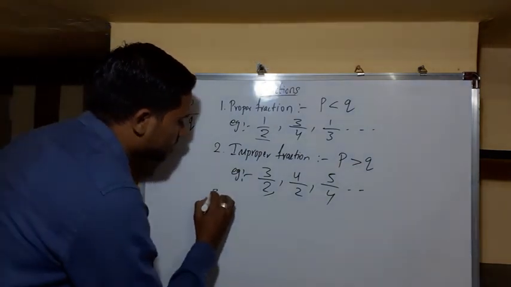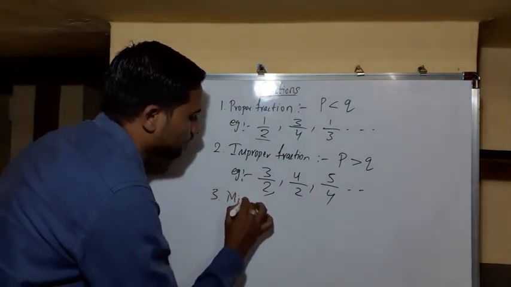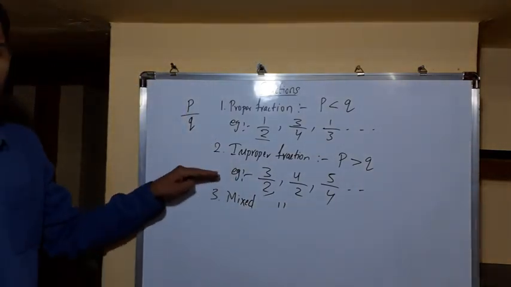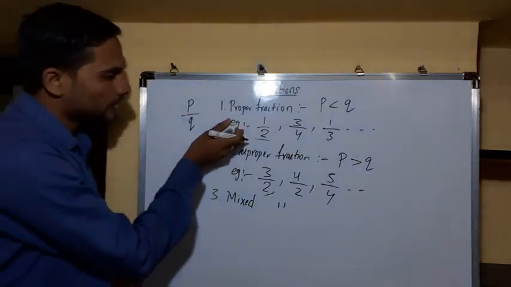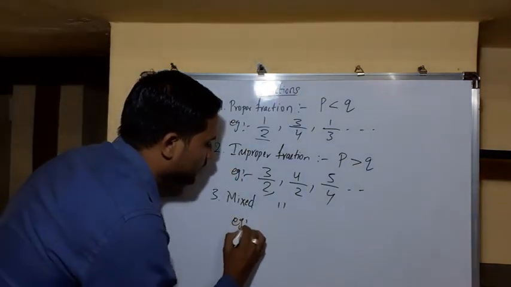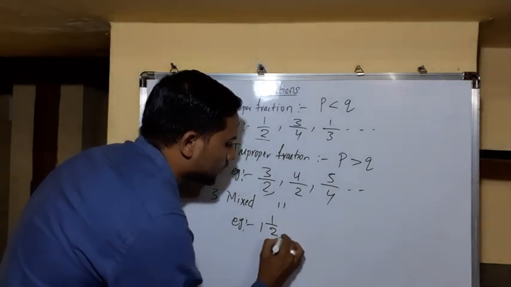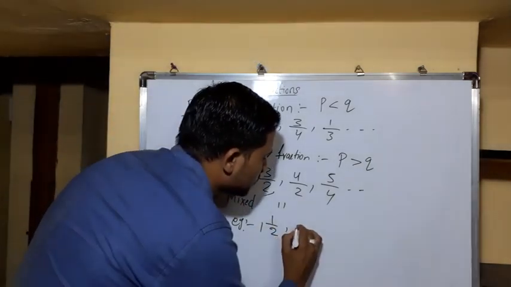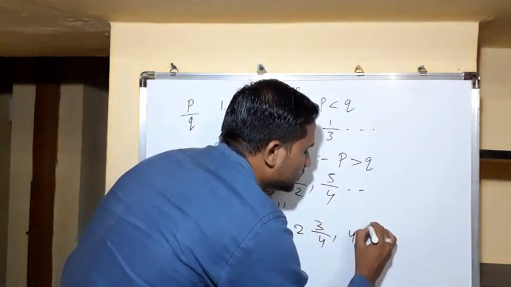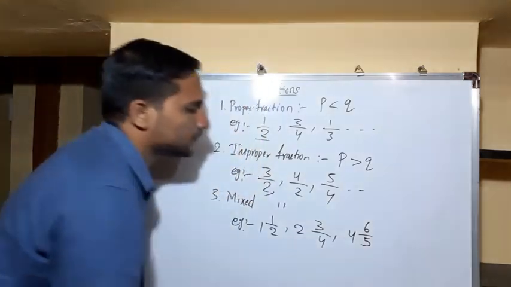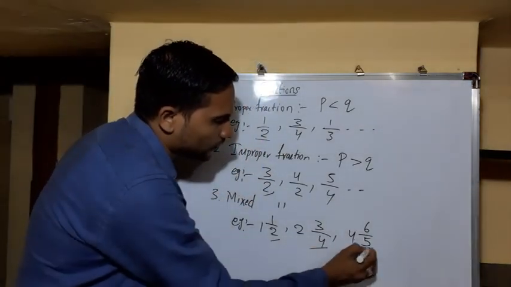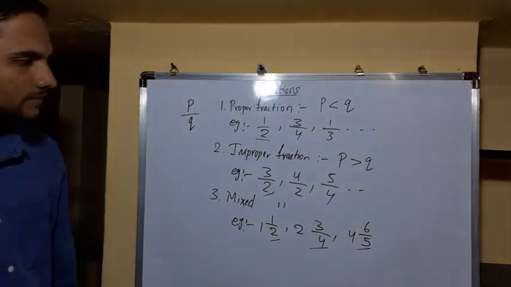And the last one is mixed fraction. So mixed fraction is what, friends? It is a combination of both proper and improper, right? So normally it is represented in this fashion: 1 integer 1 by 2, 2 integer 3 by 4, 4 integer 6 by 5, right? So if the fraction is in this form, we say it is a mixed fraction.